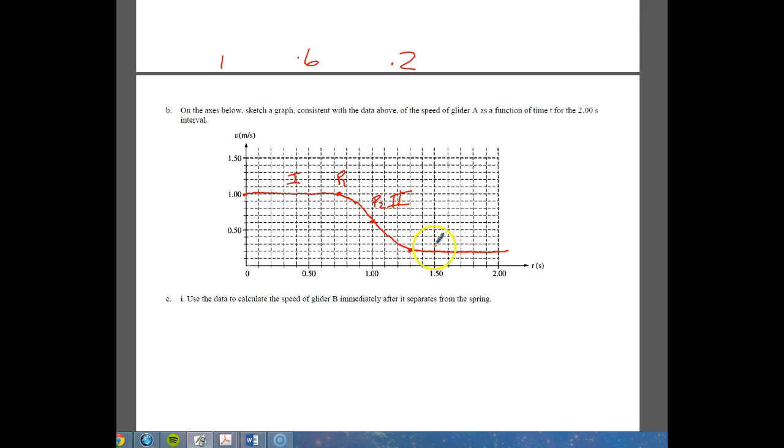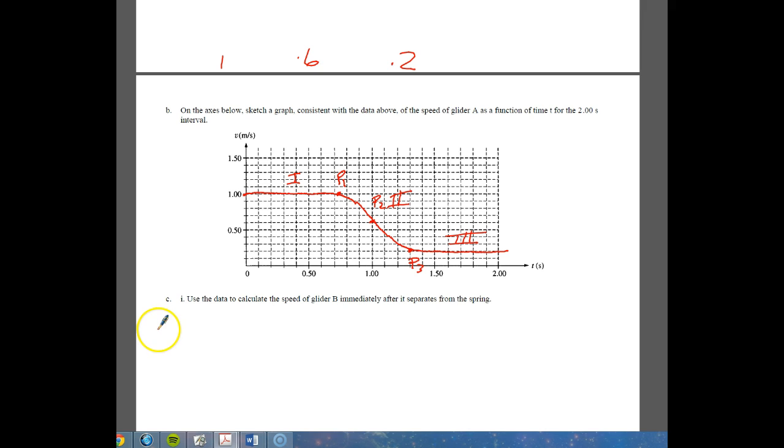And finally we have section 3, and this is for point 3. So there's our points, kind of what we're doing, so you can see what it's doing. For the next part, they want us to use the data to calculate the speed of the glider immediately after it separates from the spring. So there's two methods to do this. Let's go ahead, since we're doing momentum, and use the momentum method.